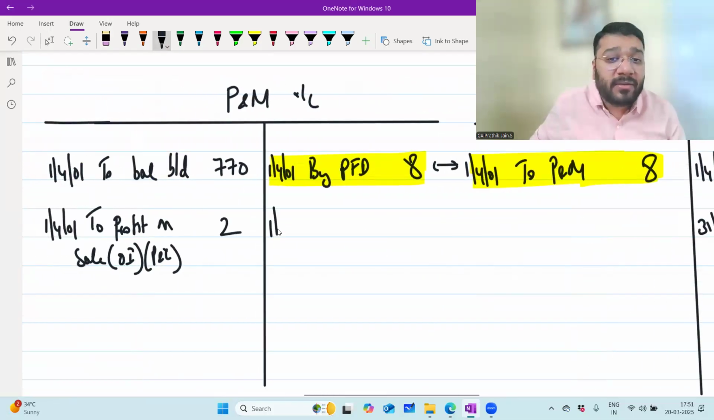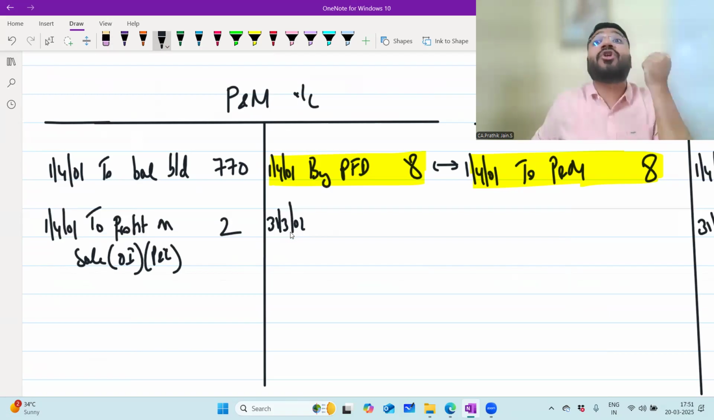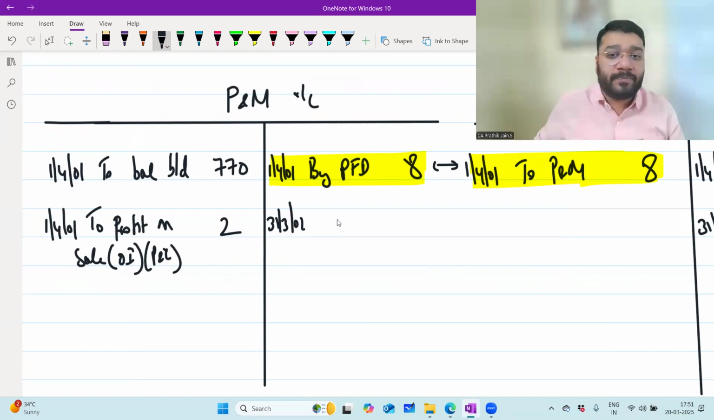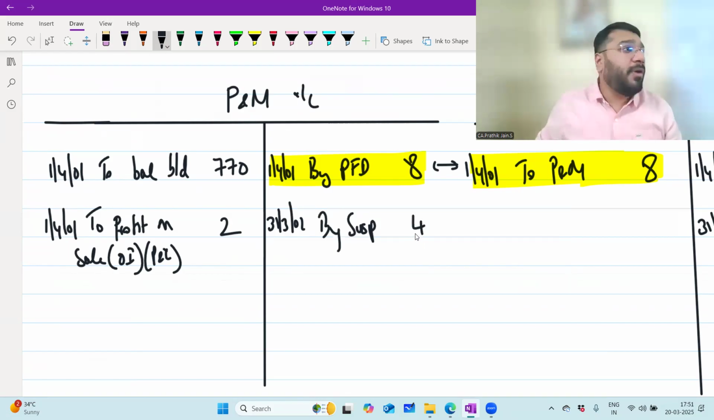On which date? Technically on 1/4, but you are passing this entry when? 31st March, when you have come for statutory audit. During the audit, whatever adjustments you have to do, you have to give all the impact on 31st March 2002. So by suspense, how much? 4. Are you able to follow?